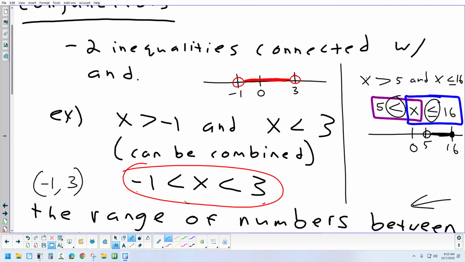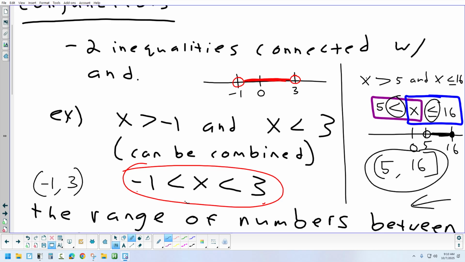If we look at this one, what's the lowest number that you could pick for this one on the right? 5. What's the highest number? 16. Can you include the 5? No. Can you include the 16? Yes. That's how you would write this one as an interval.